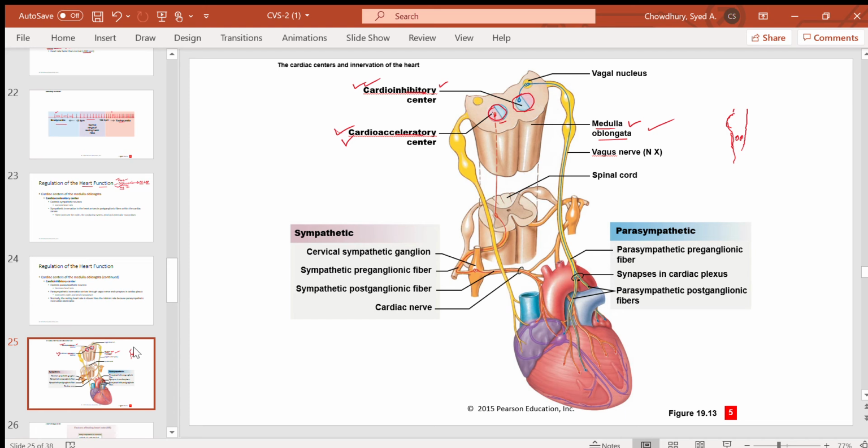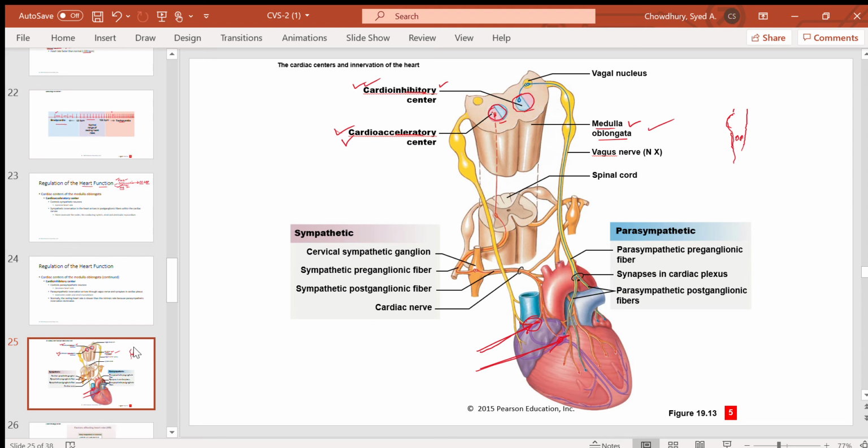And the signal from those centers goes to the conductive system. You see here the SA node here, AV node here, and they regulate, mainly the SA node in normal condition is the pacemaker, regulates the force of contraction and heartbeat. You remember that, right?